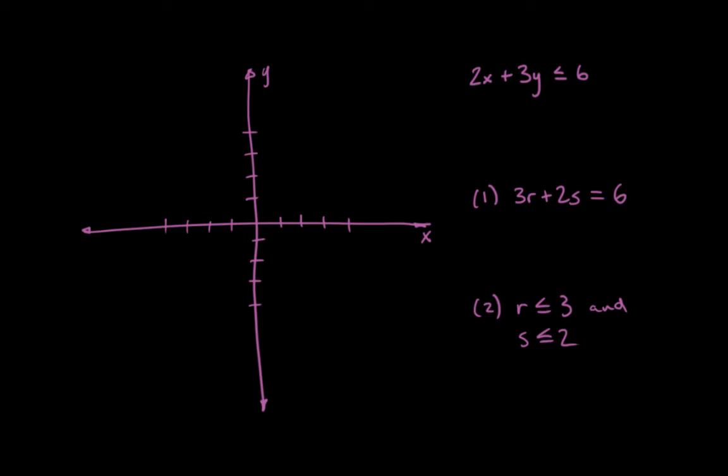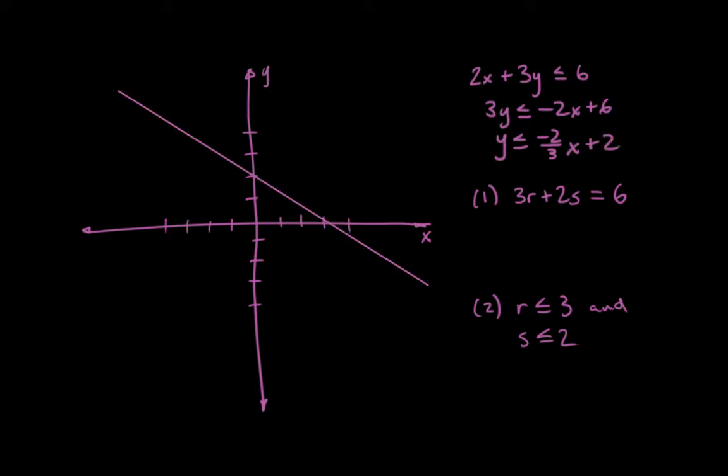This question gives us a bunch of things to graph, so let's just start with the question stem. I get 3y is less than or equal to negative 2x plus 6. Divide by 3 and I get y is less than or equal to negative 2/3 x plus 2. So I'm going to graph that.